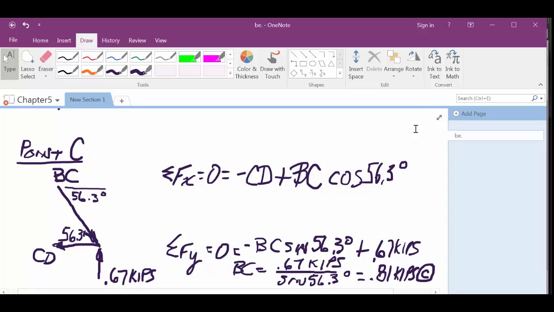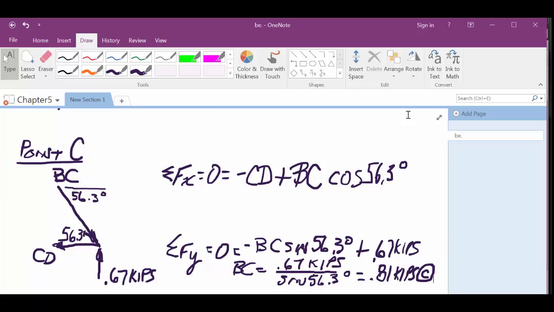Compression is positive values, and tension is negative. Nope. If it comes out a negative value, then you guessed the wrong direction. You guessed the wrong expression, maybe I should say. If you guessed it's in tension and this came out a negative value, then you would know it's in compression. Okay, so if it's a negative value, you flip the direction or expression.